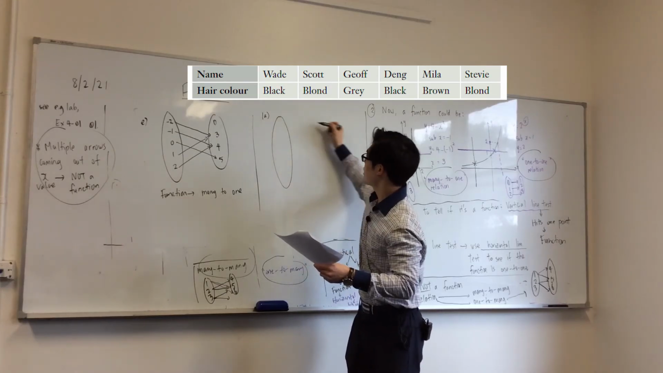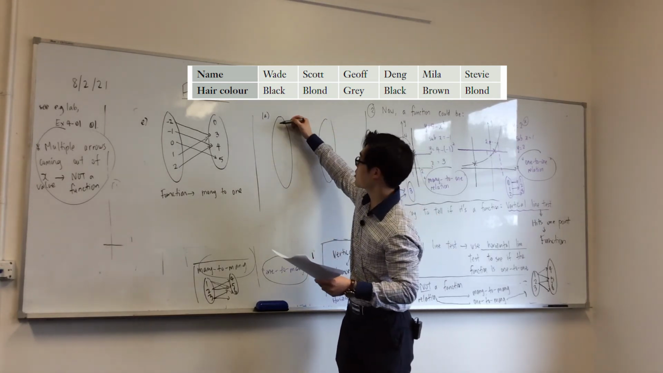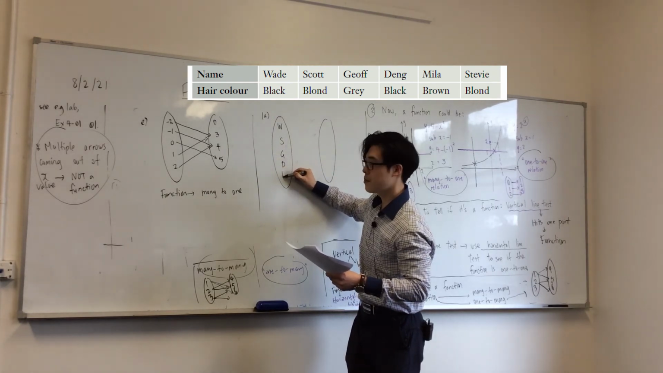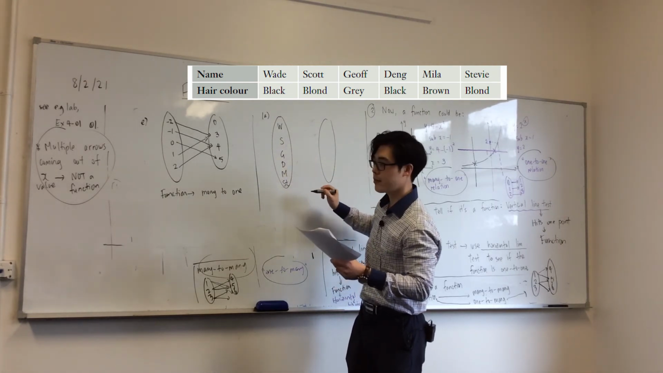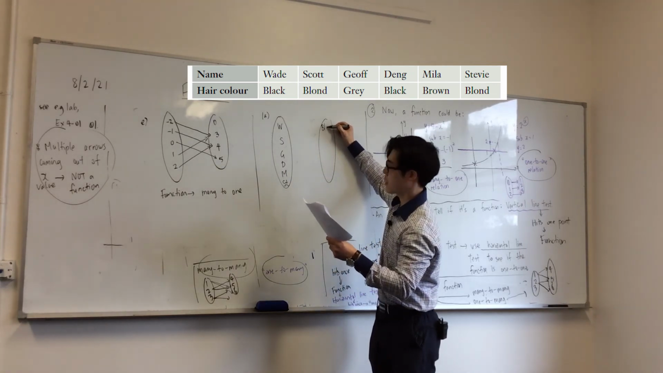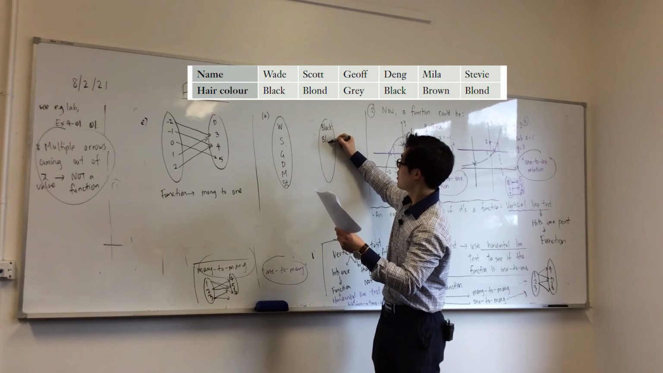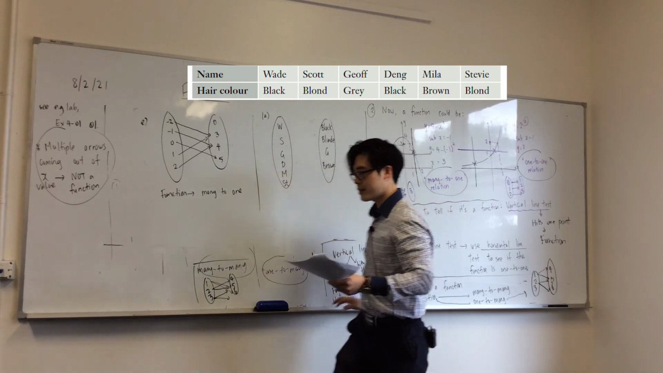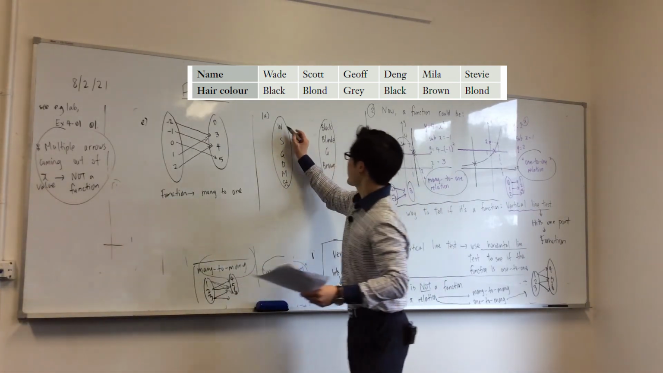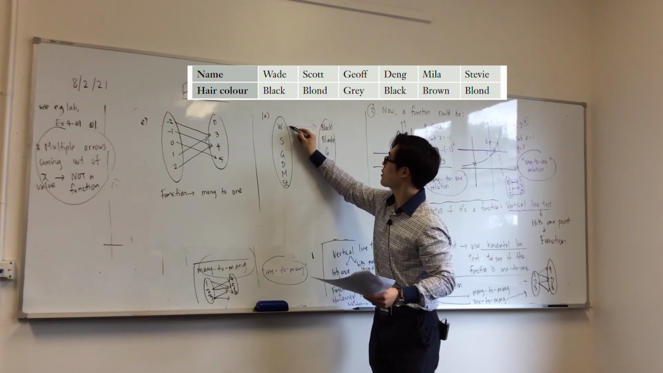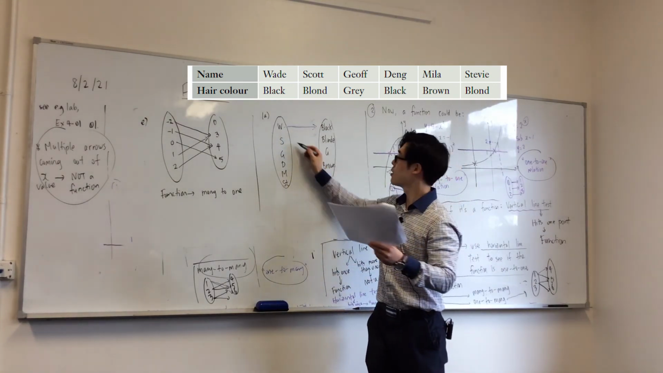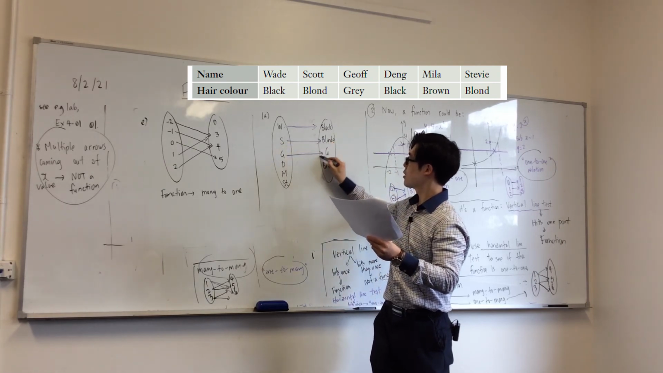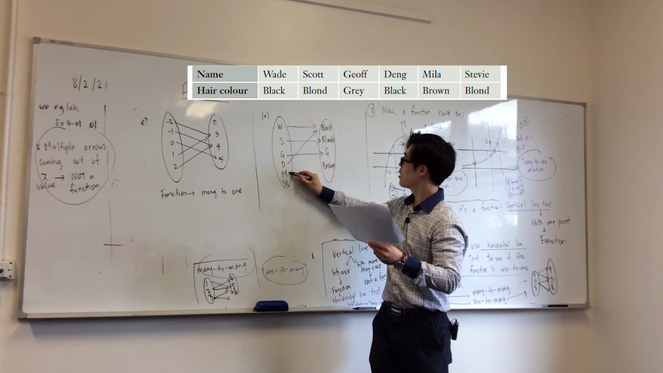Okay. Girls, let's draw a map again. So we've got the names. I'm going to write Wade, Scott, Geoff, Dang, and Steve, ST for Steve. And then I'm going to write the actual colors. All right, so let's map this out. Wade has black. Can you keep going for me? Blonde? Yeah. Brown.